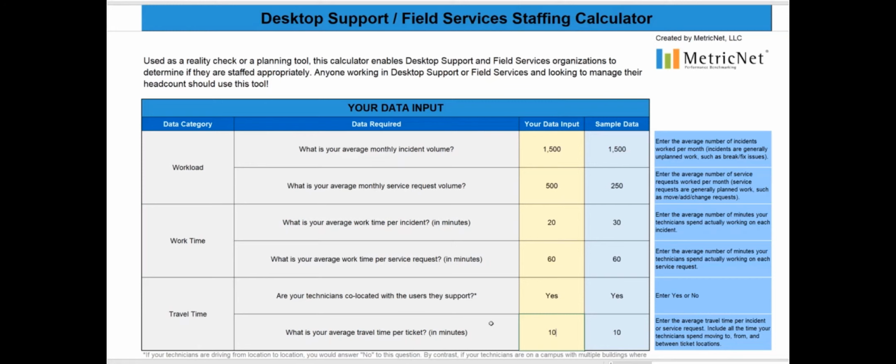How many incidents did you have? How many service requests did you have? What was the total work time for incidents? What was the total work time for service requests? And what was the total travel time? You can run the math, do the simple division, and figure out what your average work time is for an incident, what your average service request time is, and what your travel time per ticket is. Pretty simple. It may not be precise, but it is at least directionally accurate. It gets you in the ballpark of your work time and travel time per ticket.